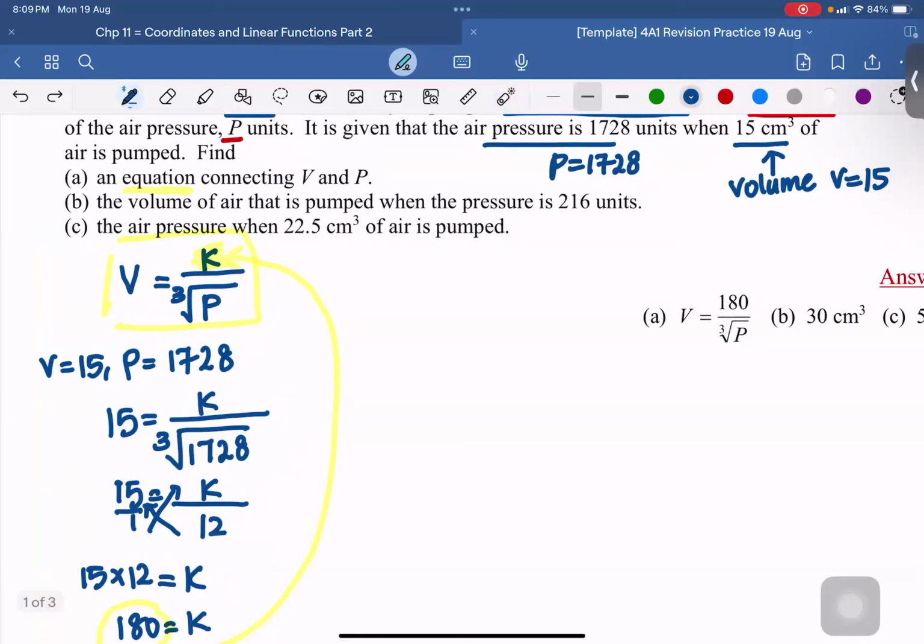Part B, find the volume of air. So V, I do not know, but the pressure is 216. So I just sub in the numbers. This is straightforward. V is now 180 over cube root of 216. And we get our answer.